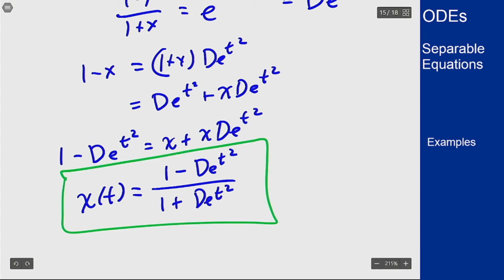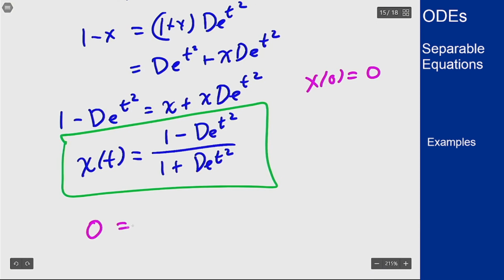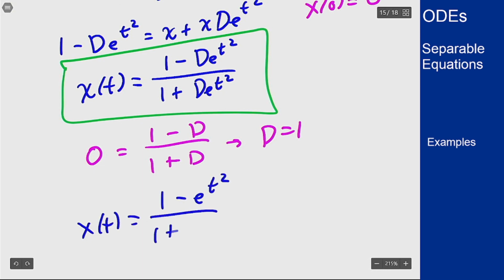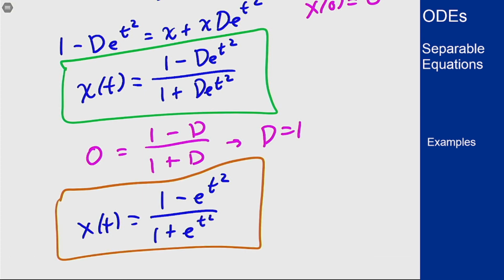Now, if I want x(0) to equal 0, that means I want 0 = (1 - d)/(1 + d). So I want d = 1 to get a solution that is x(t) = (1 - e^(t^2))/(1 + e^(t^2)). The answer there might look a little complicated, but it basically just comes out of solving separable equations and then working with the algebra to simplify it as much as you can to solve for an explicit solution, x(t).